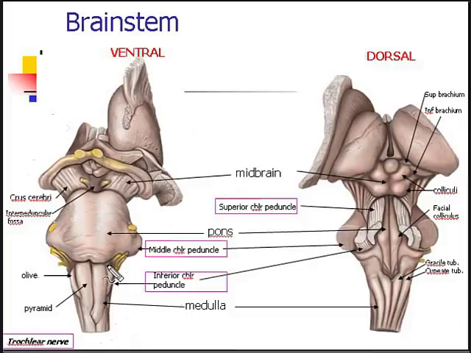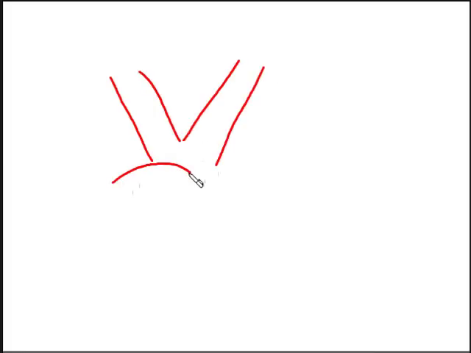So let me show that to you in this. So imagine you have the brainstem. So we had the crus cerebri here. So this was the crus cerebri. This was the pons. And then this was the medulla.